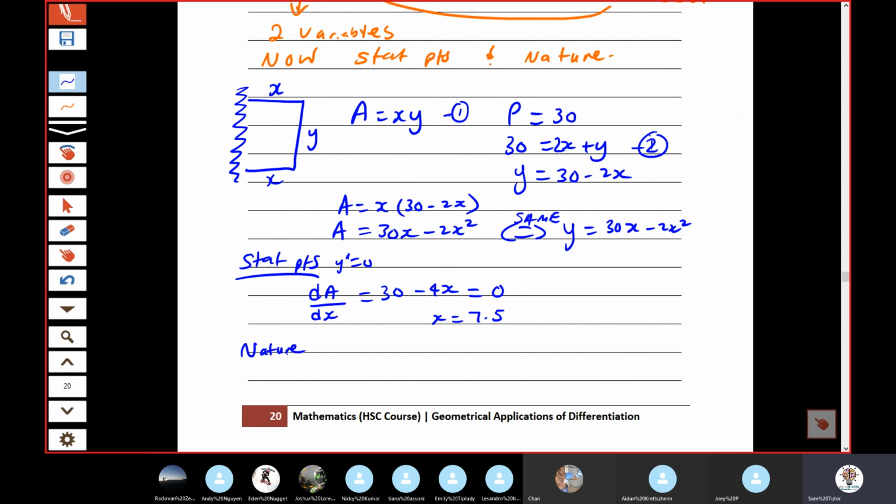So nature. Nature is y double dash. Y double dash is negative 4. What is negative 4 always? Less than 0, which means max. Therefore, max area is 30x take away 2x squared, 112.5. That is the maximum area you're ever going to get making a rectangle with 30 meters of fencing.